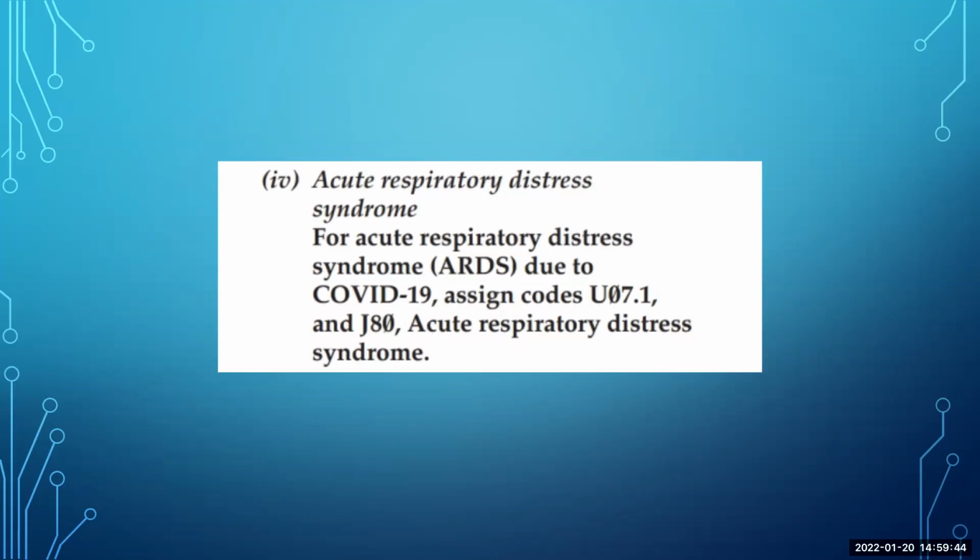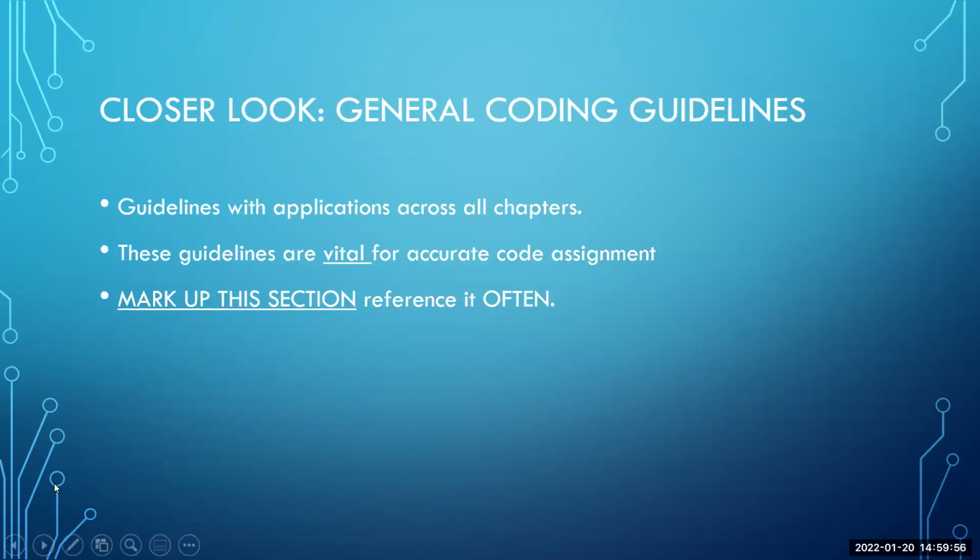They get super specific and they change frequently. That's why it's important that we see this as a living document that can be adjusted, and we always need to be referencing to make sure we're doing things correctly. So what we're going to do now is look at the general coding guidelines, and I'm going to go through a few of them. They are the guidelines that have applications across all the different chapters. Everything we're looking at this semester, you're going to be using the general coding guidelines.